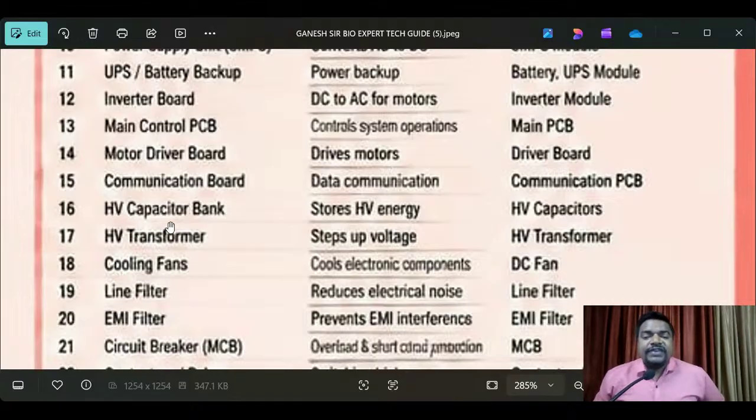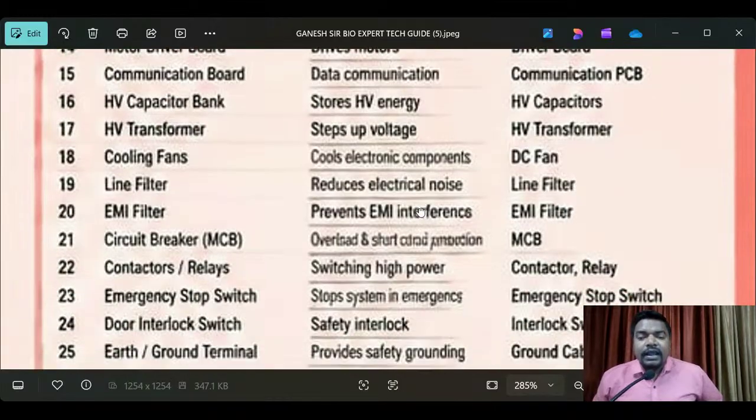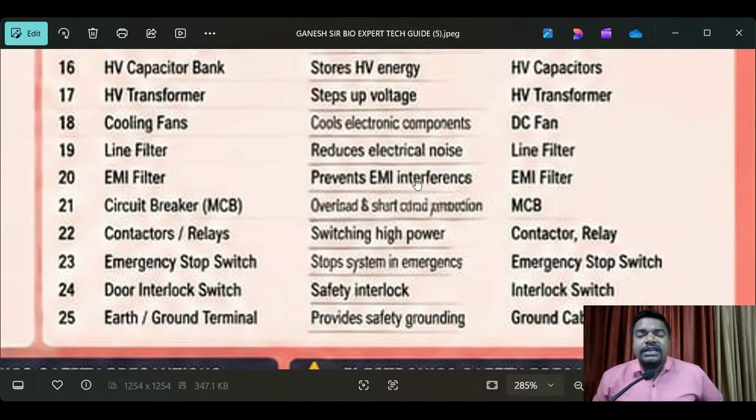And see here, HV capacitor banks store HV energy. Now 17 points here: HV transformer of the mammography steps up voltage. Cooling fans cool electronic components, DC fan. Line filter reduces electrical noise. EMI filters prevent EMI interference. I hope you got it very clear right now what I'm saying here. It is visible right now. I'm not going fast, but I'm trying to give complete and very clear information.